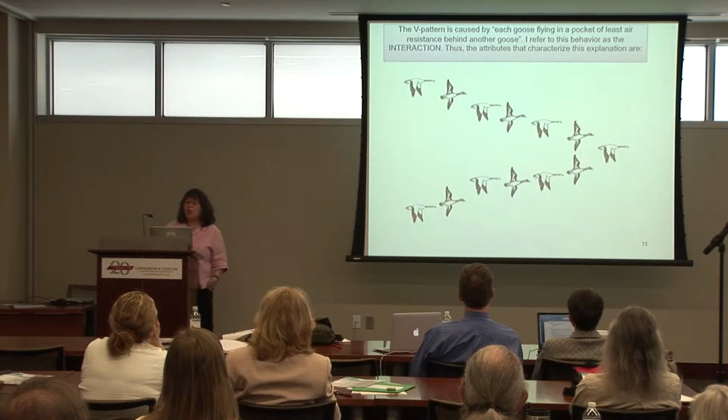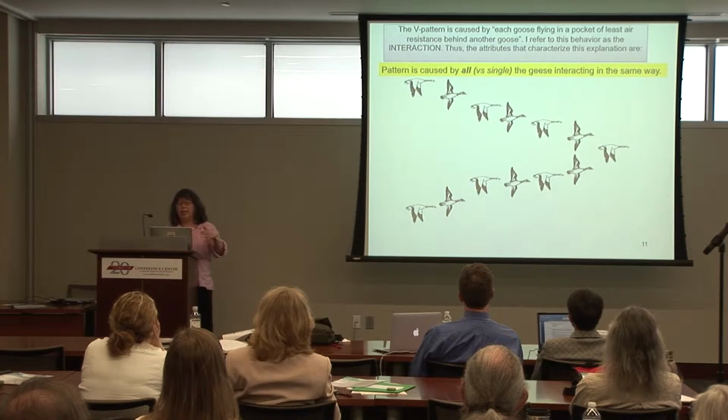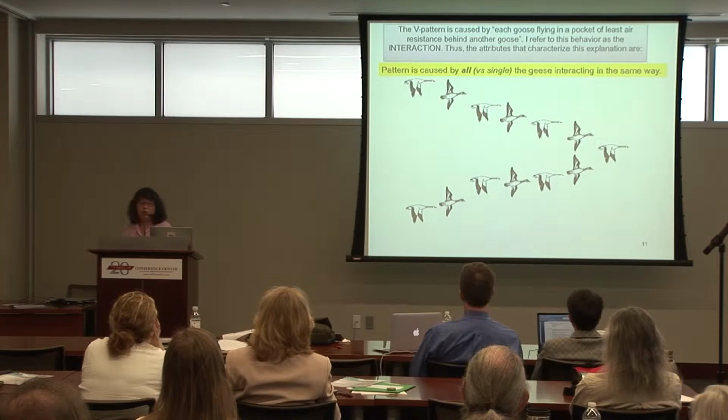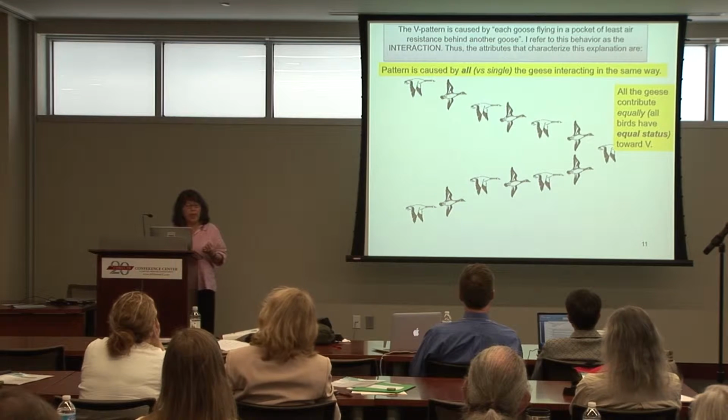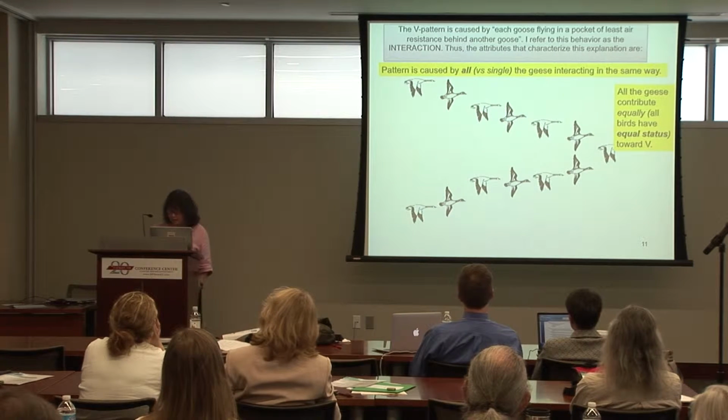So what is the nature of this correct conception? The V pattern is caused by each goose flying behind each other. Therefore, the pattern is caused by all the geese interacting the same way, not by a single lead goose. All the geese contribute equally, all birds have equal status, no one has a special status.